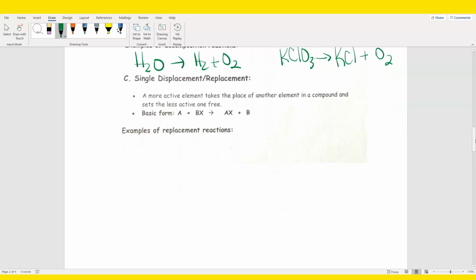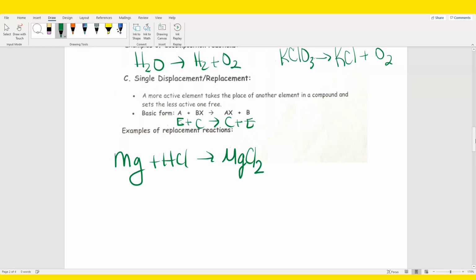Single displacement. Single displacement says just exactly what you hear. That means you have one element that's going to replace another element in the compound, okay? So an example of that would be this. Let's say that you have magnesium plus hydrochloric acid, okay? What's going to happen is magnesium is going to replace hydrogen. So you're going to end up with magnesium and chlorine getting together, and then hydrogen is left solo.